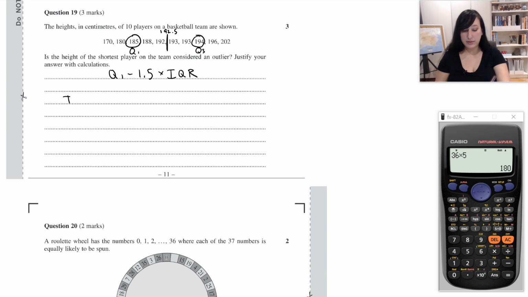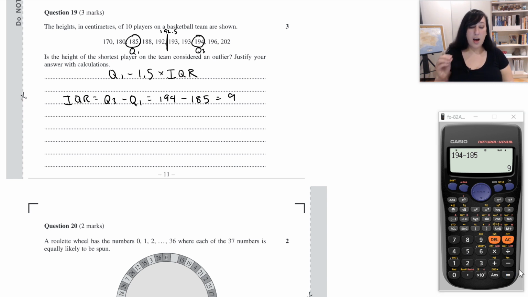The IQR is Q3, quartile 3, minus Q1, quartile 1. So it's going to be 194 minus 185, which is 9. Now, any outlier is going to be below, as we said, Q1 minus 1.5 times the IQR. So it will be below Q1, which is 185, minus 1.5 times 9, the IQR. And we get 171.5.